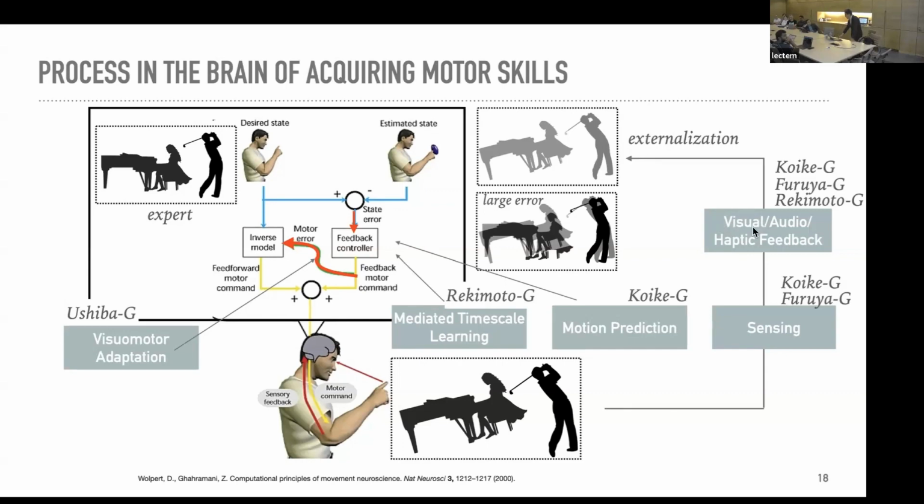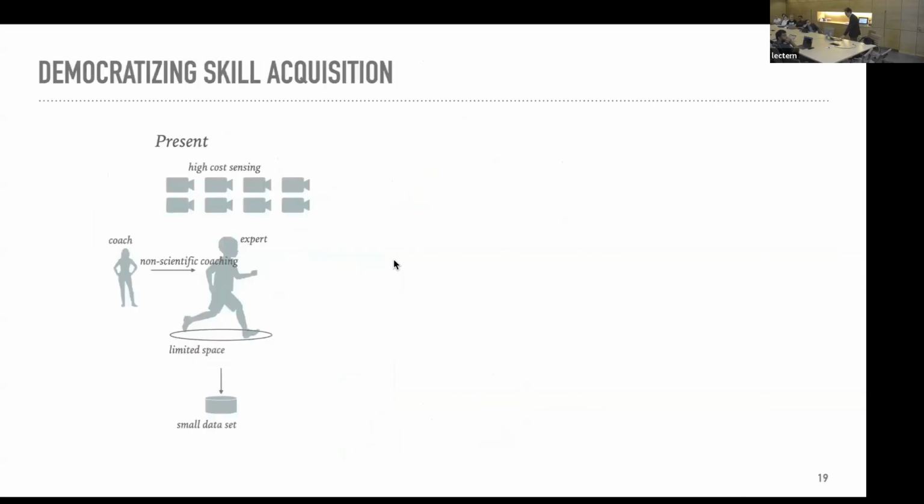We want to show those differences by using visual, audio, and haptic feedback using, let's say, XR technologies. Before that, we have to sense those postures as easily as possible. So we need sensing technologies, and that's why I'm going to talk about the sensing technologies first. Before that, this is the democratization of skill acquisition I'm currently thinking about. This is the current situation of motion capturing.